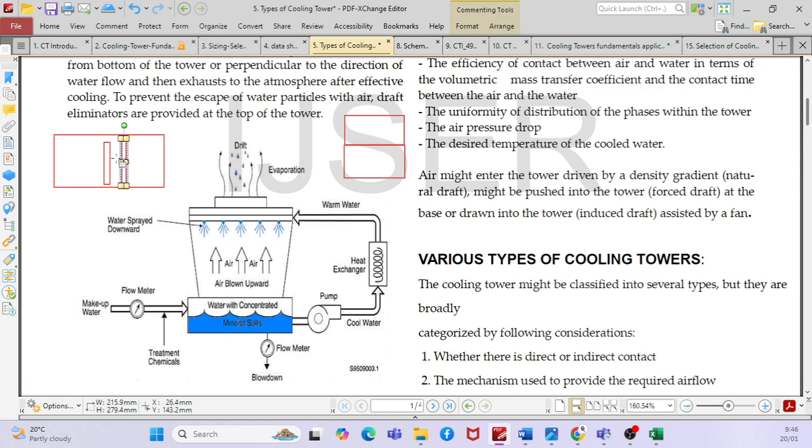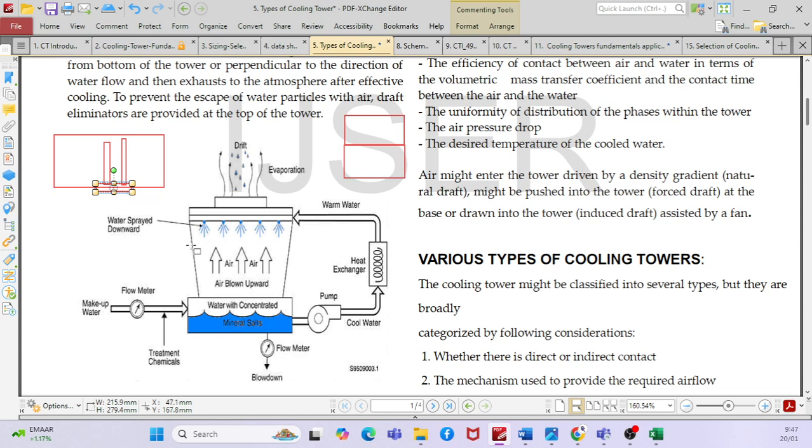What will happen is the air will not go directly; it will pass through, like a louver kind of thing, just for understanding. The velocity of the air will be reduced. Then it will drop all the water particles in the drift eliminator, which will be collected by means of the tray and carried through the CDP, the condensate drain pipe.